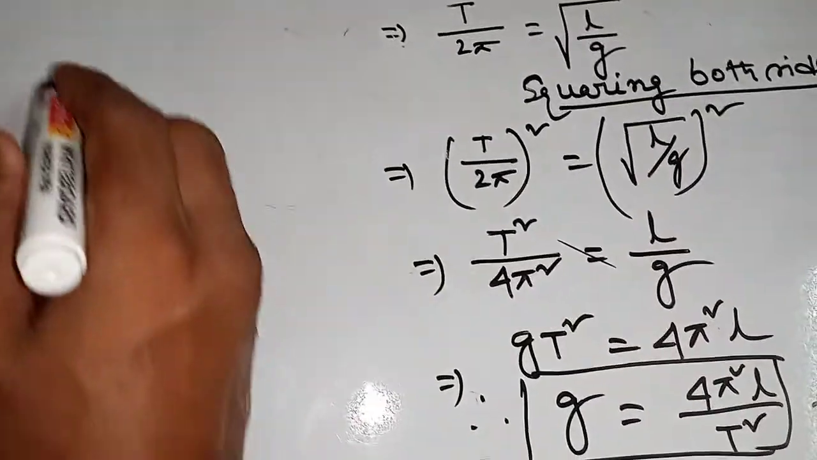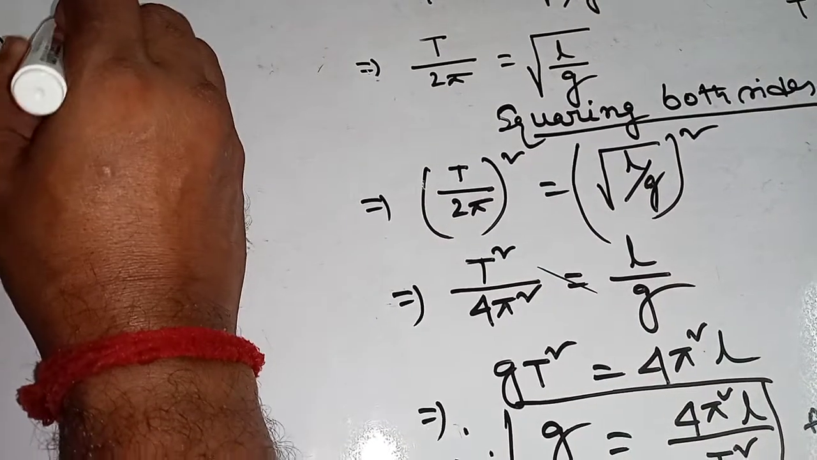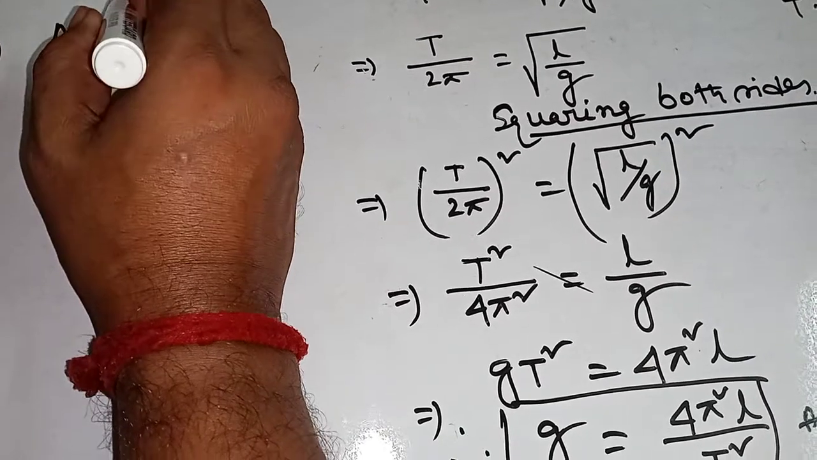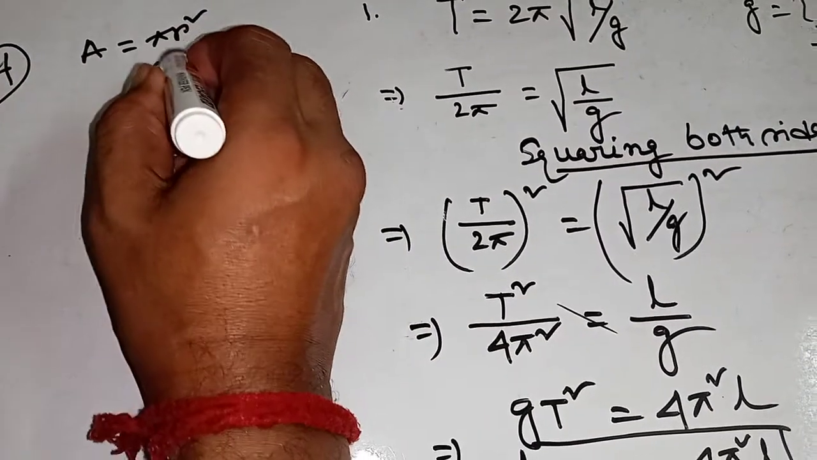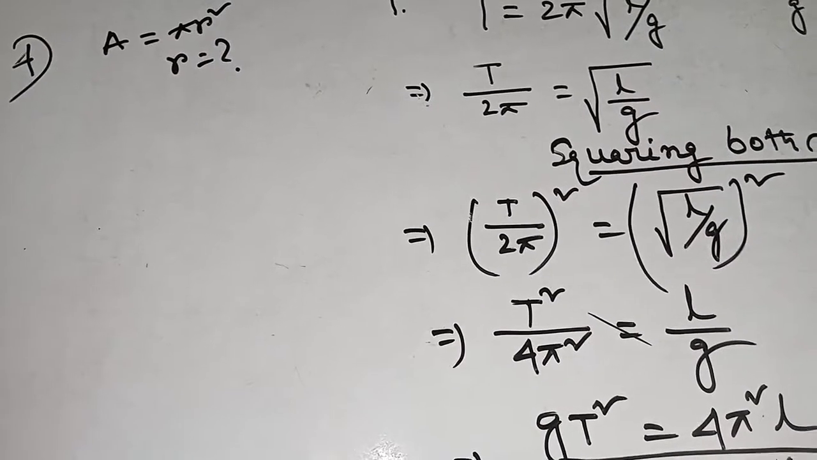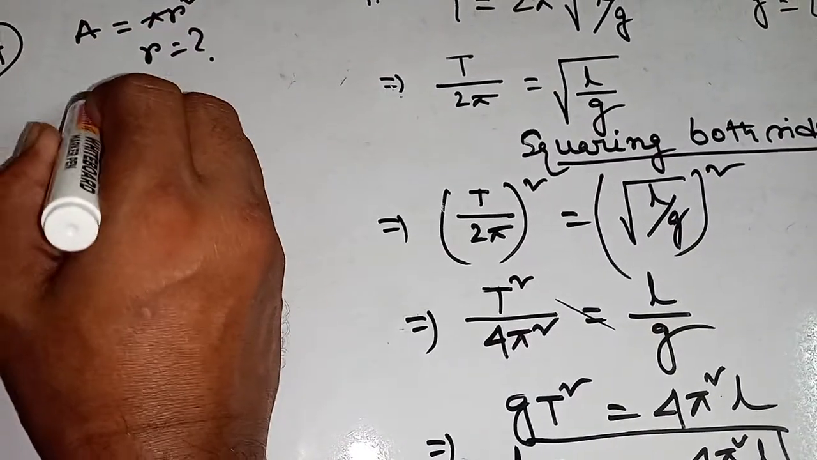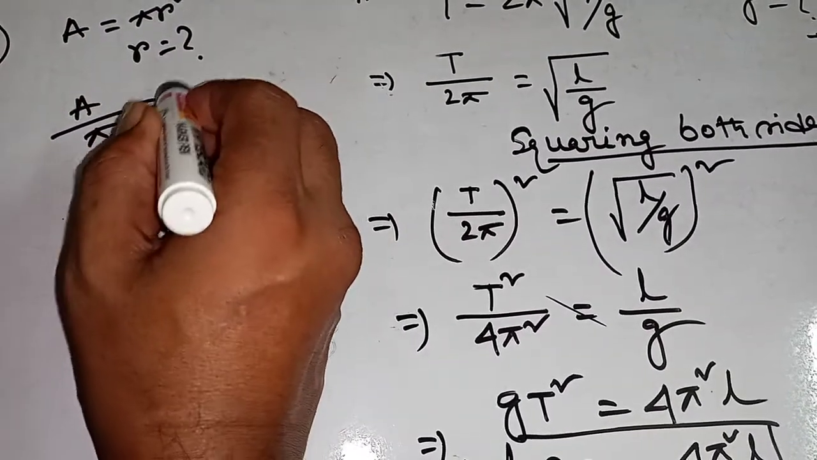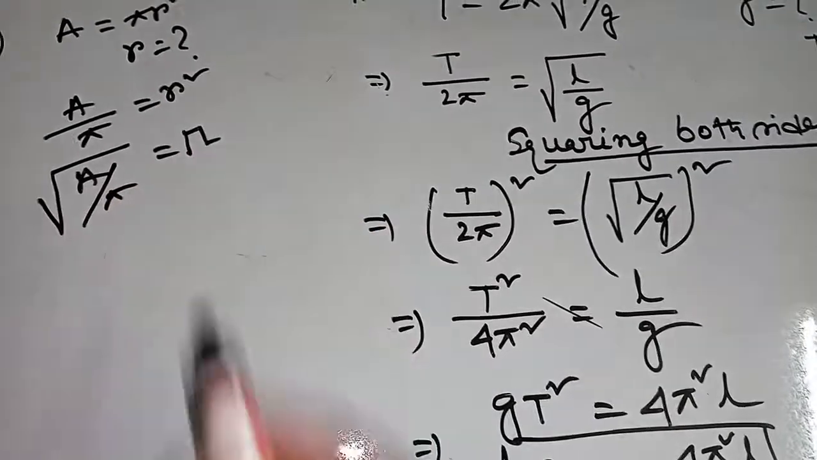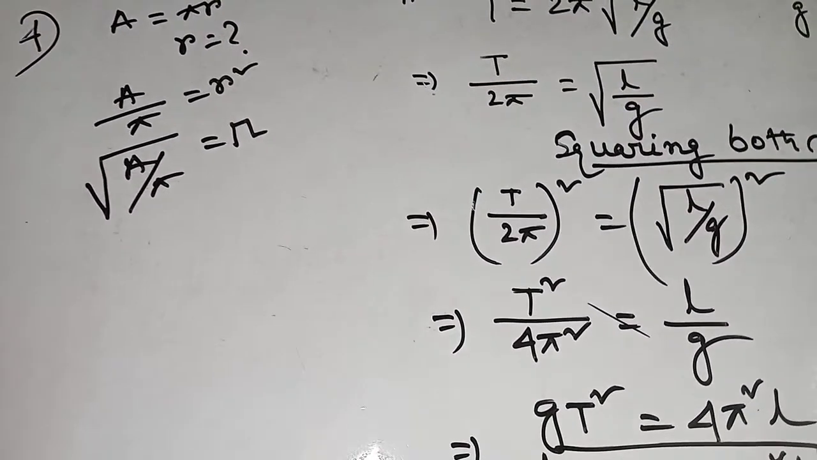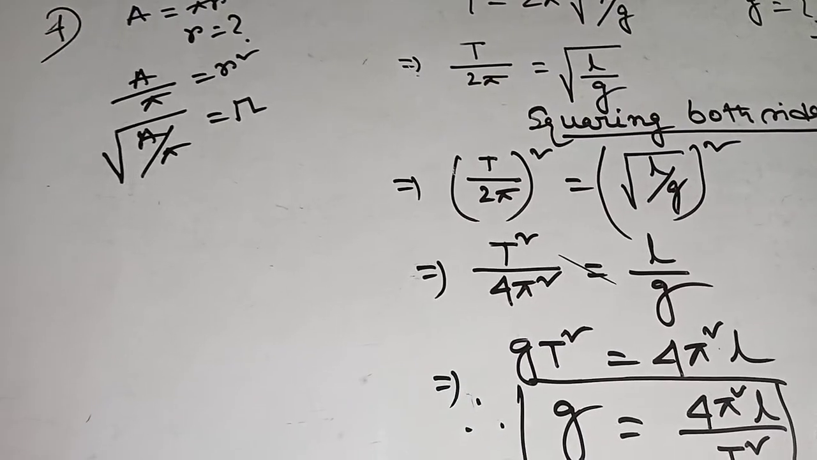Now one more, number four. Area equal to pi r square, then r is the subject. Area of circle, A equal to pi r square. Very easy. At first A by pi equal to r square, then root of A by pi equal to r. This is the area of circle where r is the subject.